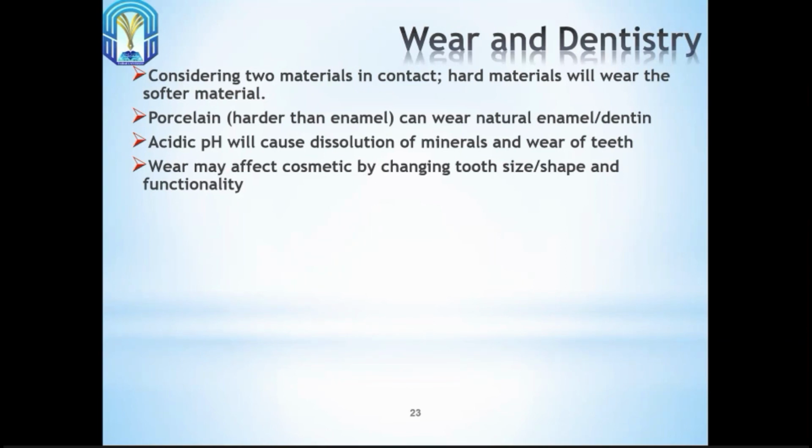So the purpose of this lecture was to give you a basic idea that failure can happen, so we should not worry about the failure, but we should work to reduce the failure and prolong the service life, which we call longevity of the restoration. So the longer the restoration serves, the more beneficial it is.